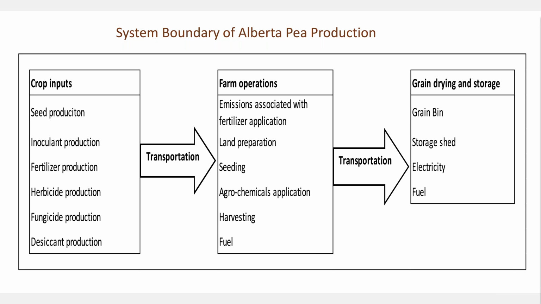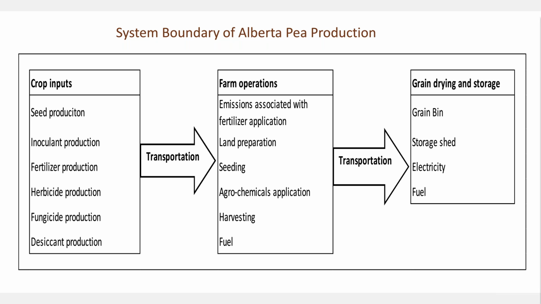There you can see we have our crop inputs, including seed, inoculant, fertilizer, all of your pesticides and desiccants, as well as farm operations. So all of the emissions associated with those things: land preparation, rolling, harrowing, etc., and all of the different coefficients related to those field operations as well. And of course, grain drying, mostly the aeration fan that's used, electricity, and any other fuel if there was any drying needed, was accounted for in the calculations.